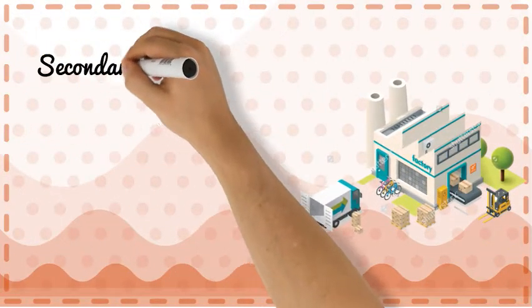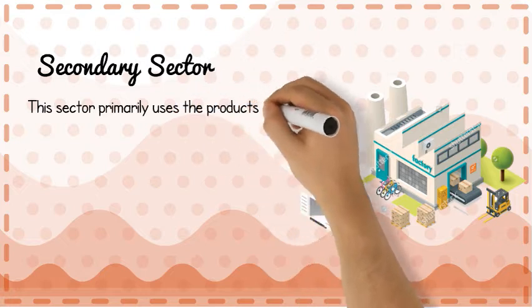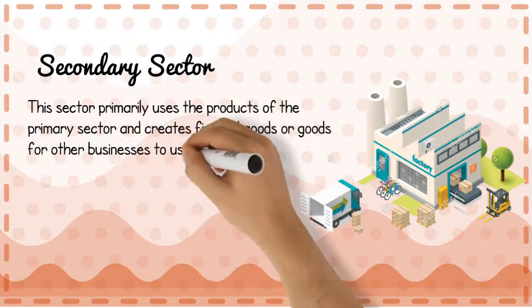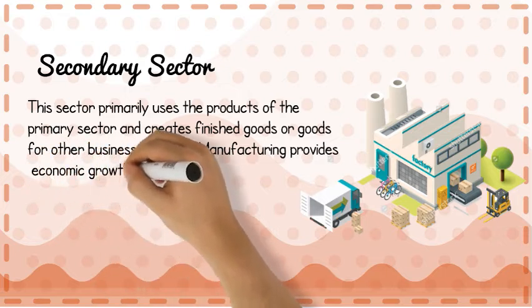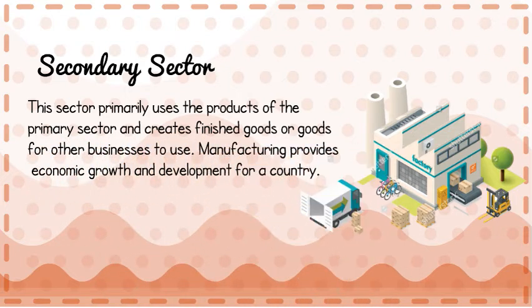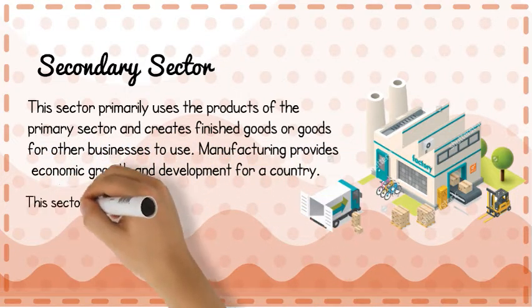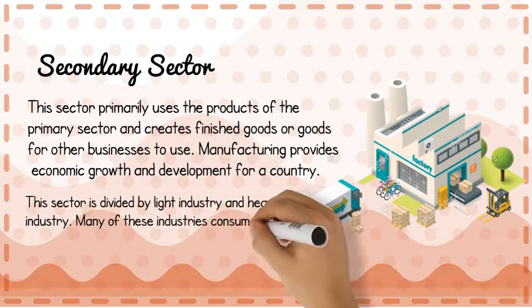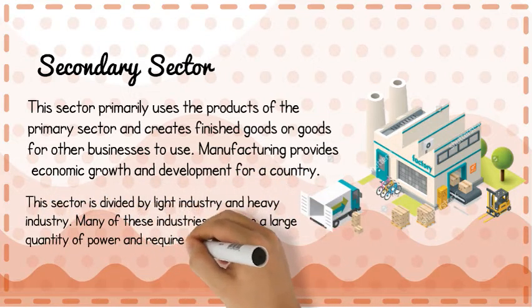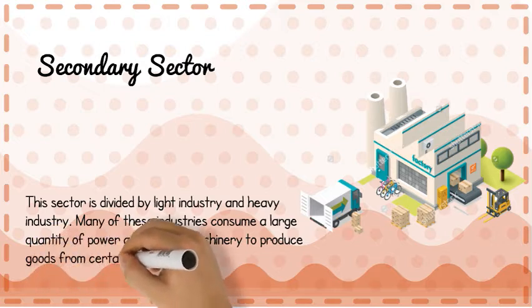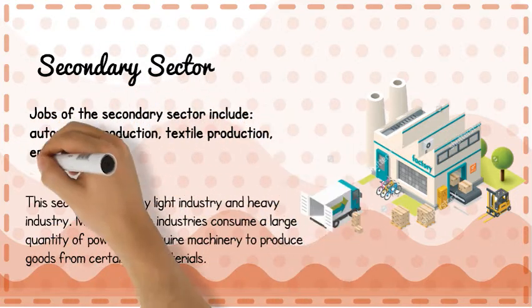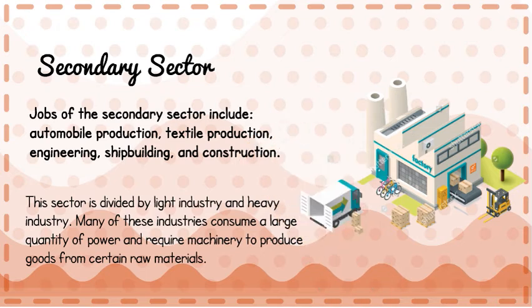The secondary sector. This sector primarily uses the products of the primary sector and creates finished goods or goods for other businesses to use. Manufacturing provides economic growth and development for a country. This sector is divided by light industry and heavy industry. Many of these industries consume a large quantity of power and require machinery to produce goods from certain raw materials. Jobs of the secondary sector include automobile production, textile production, engineering, shipbuilding, and construction.